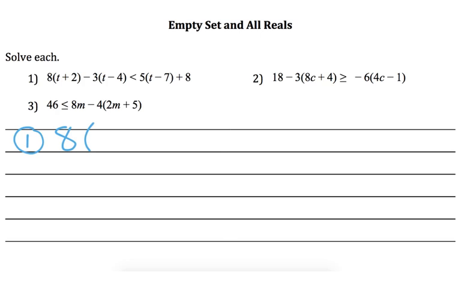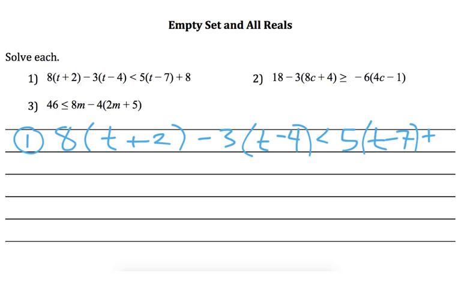So here's 8 times t plus 2 minus 3 times t minus 4 less than 5 times t minus 7 plus 8. Okay, I'm scanning through that. That's a lengthy problem. I want to make sure I didn't rewrite it wrong. I'm good. Okay, so let's distribute.